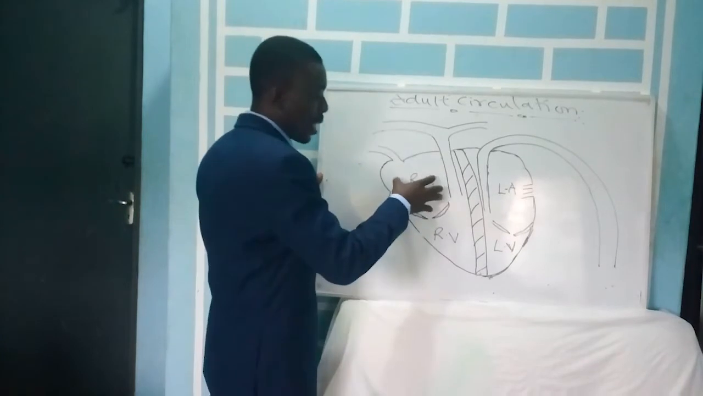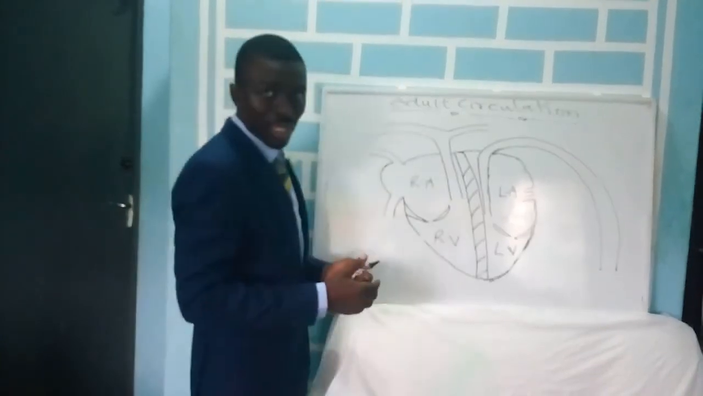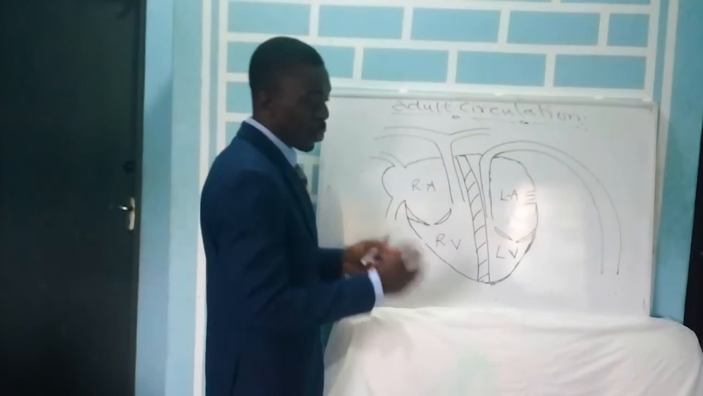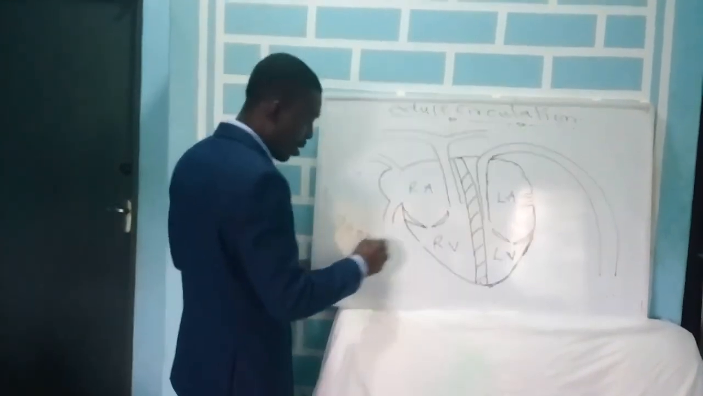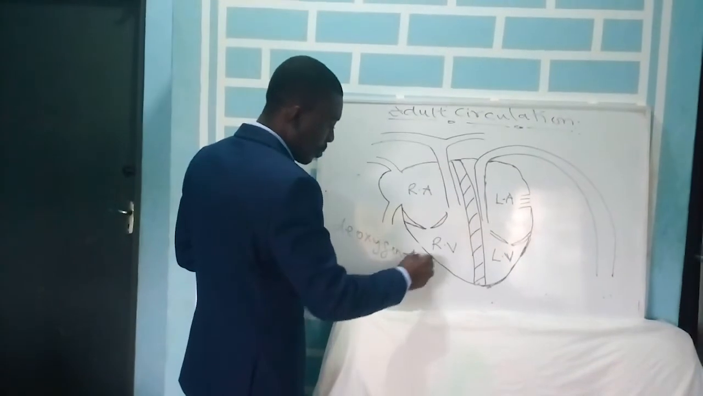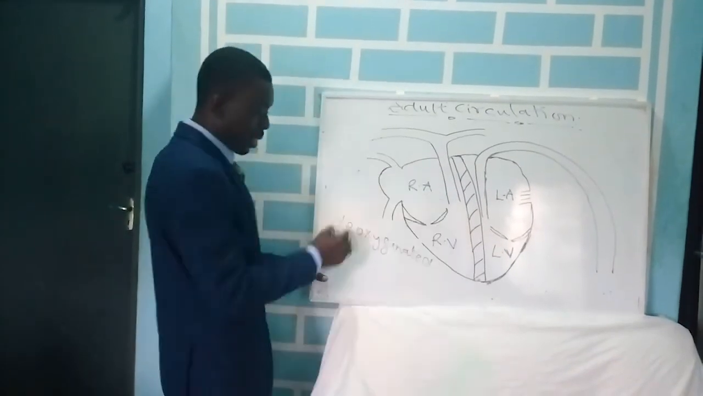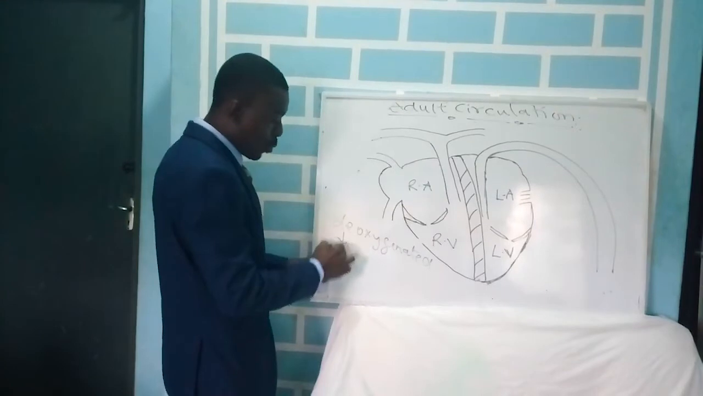The right side of the heart contains deoxygenated blood. It means blood that does not contain what? Oxygen. So deoxygenated. To the right side, the word de means what? Removed.